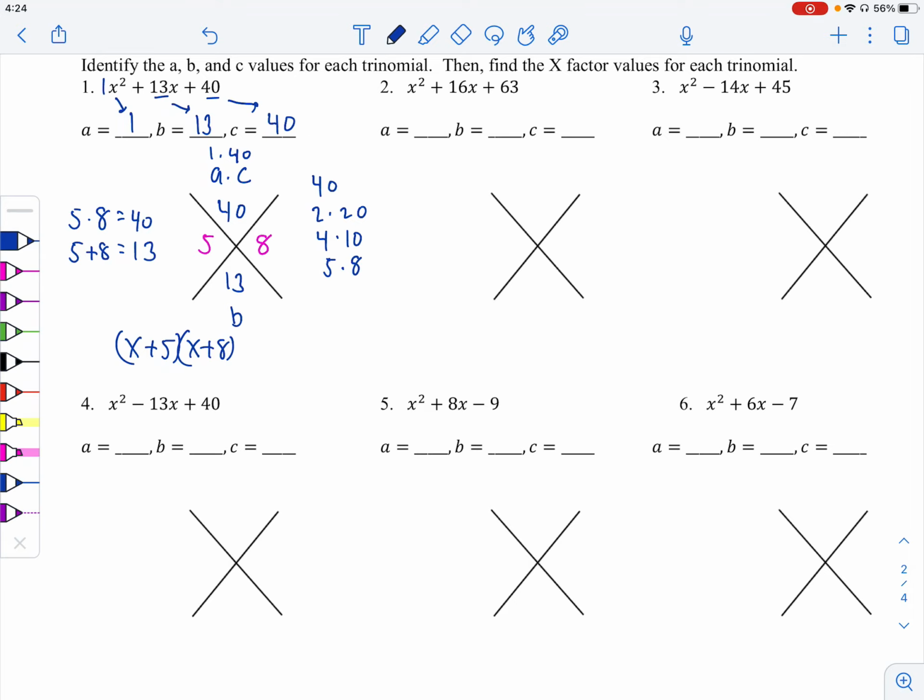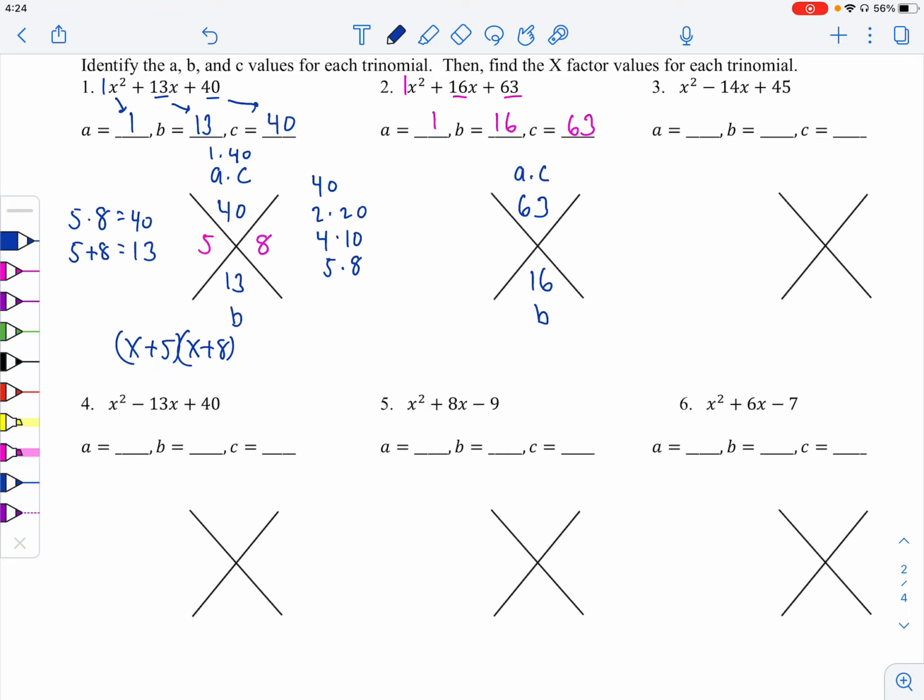Again, we're going to identify what is the a, b, c: 1 here, 16, 63. 1, 16, 63. Those are a, b, c. Then ac goes on the top. a times c goes on the top, which is 63. And then b goes on the bottom, that's the middle number, 16. So we find factors of 63 that add to 16. Let's look at factors of 63.